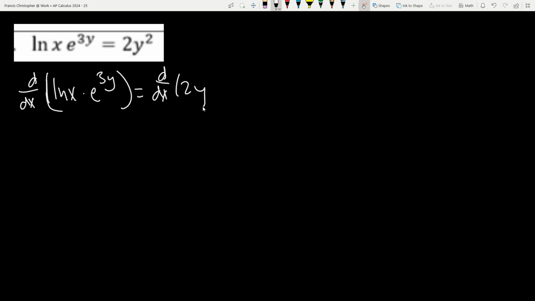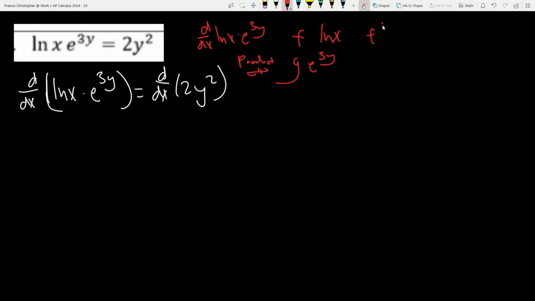So d/dx of 2y squared, and I'll do this over here in red. We want to find dy/dx. I'm writing everything out so we don't get lost. Our f is ln x, our g is e to 3y, and I will clarify this is product rule. So f prime is 1 over x, and for g we follow the pattern where we take the derivative with respect to y first, and then tack on the y prime.